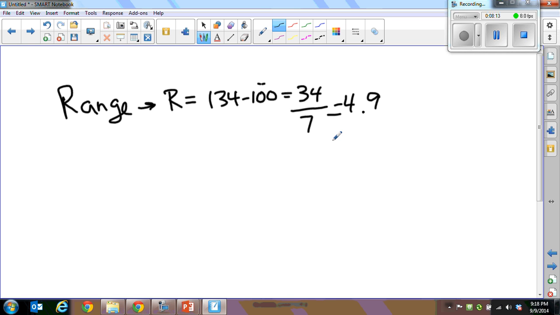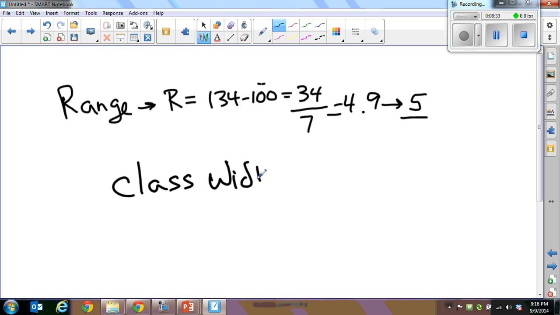Now, you don't want to use a decimal for this. It just becomes a pain in the butt. You don't want to do it. So always round it up to the nearest whole number. Okay? So we're looking at a class width of 5. So that was our class width.